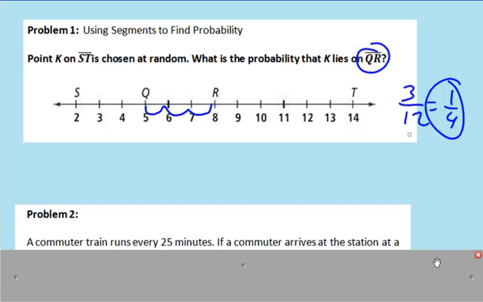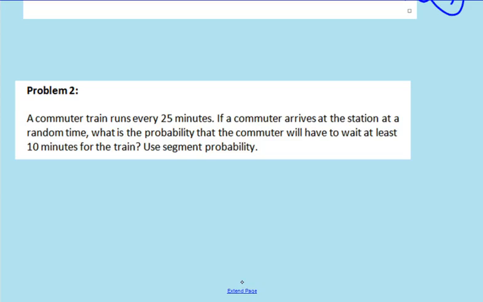All right, problem 2. Another one that has to do with probability here. It says a commuter train runs every 25 minutes. If a commuter arrives at the station at a random time, what is the probability that the commuter will have to wait at least 10 minutes for the train? Use segment probability. So I'm going to use this hour. We're going to say this is our hour, 0 to 60 minutes. And let's say the train runs every 25 minutes.